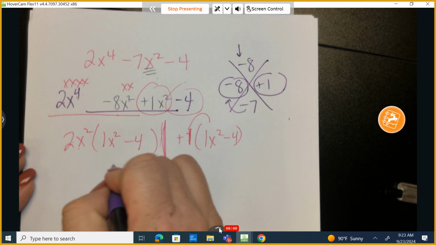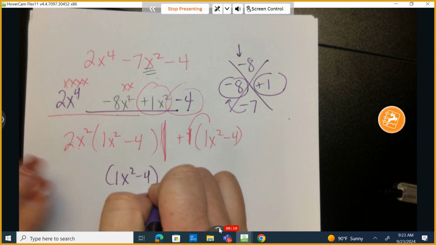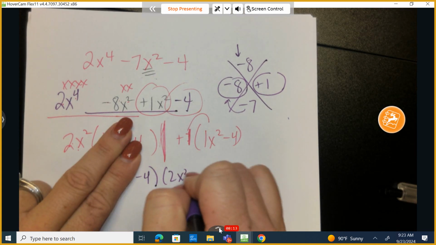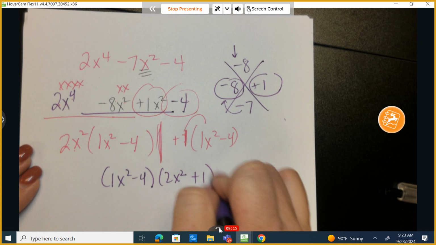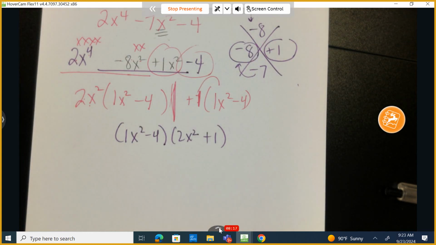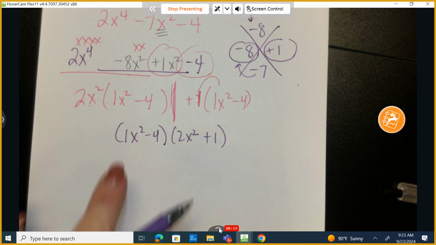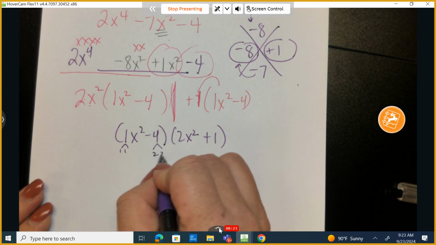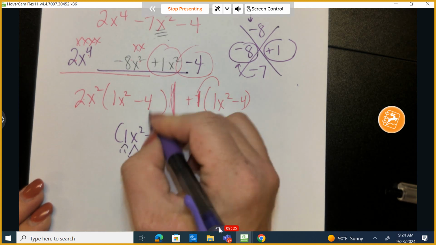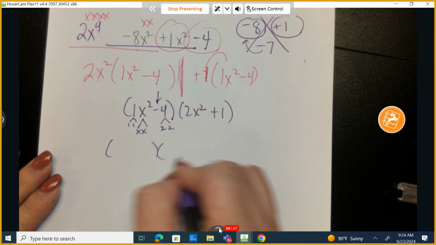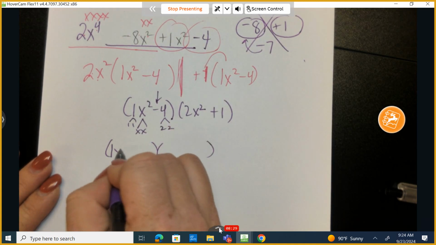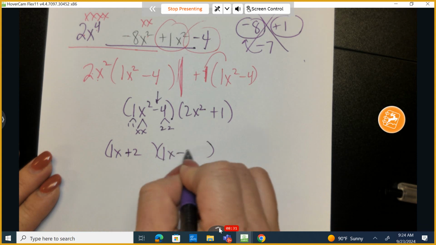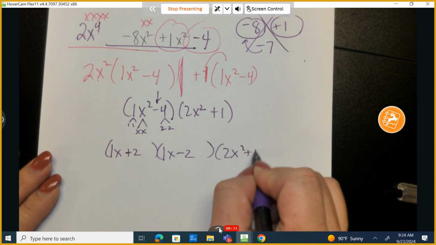They both contain a 1x squared minus 4. In front of the first part is a 2x squared, and in front of the back part is a positive 1. Why am I not done? Because 1 is a perfect square, 1 times 1. 4 is a perfect square, 2 times 2. X can split into x and x, and I have subtraction. That means that this parenthesis breaks into 1x plus 2 and 1x minus 2. Don't forget about the 2x squared plus 1 in back.